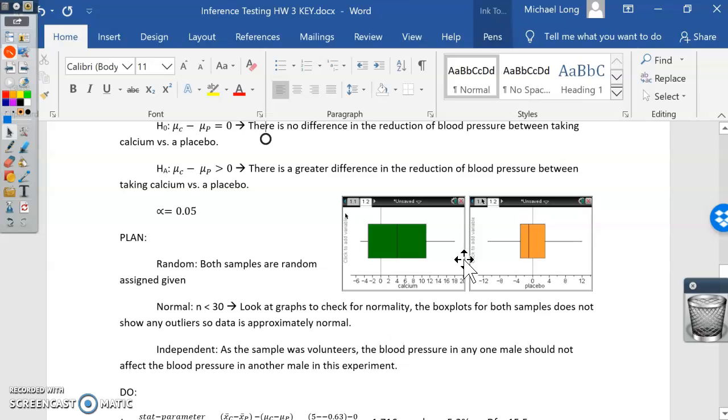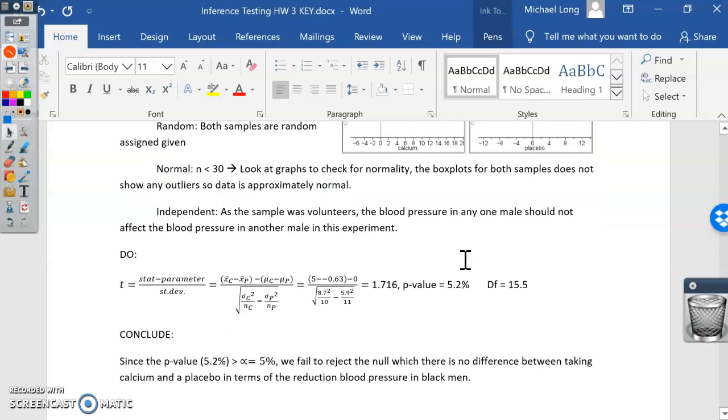Independent is the second time we've seen this. These people were volunteers. Normally we use the rule of 10 here when it's a sample, but when it's volunteers, we just got to show that the blood pressure in one person is probably not affected by, does not affect somebody else's blood pressure. And that's a pretty logical assumption. One person's blood pressure is not affected by somebody else, even if they're in the same room. Okay? All right, so then we go to our do.